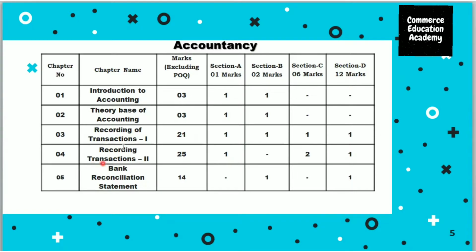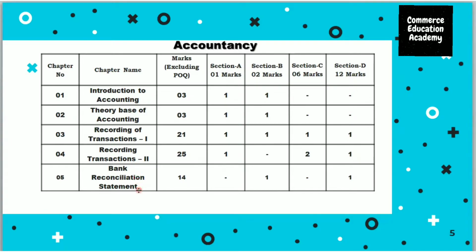Next, the fourth module. This is recording of transactions part 2. This chapter carries 25 marks. From Section A, you'll be getting 1 question, no questions from Section B. From Section C, 1 question, and from Section D, 1 question.